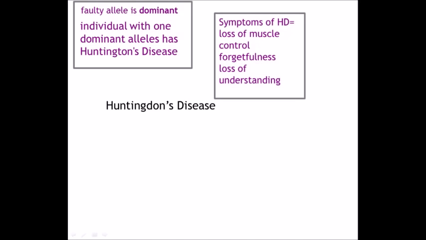Some of the symptoms of Huntington's disease, because it's a disease which affects the brain, are related to things like loss of muscle control, forgetfulness, loss of understanding. Something else with Huntington's disease, it's usually later onset, so you don't start to notice the symptoms until you reach roughly around 30 years old. In some cases sooner, in some cases later, but generally speaking, Huntington's disease tends to be late onset.